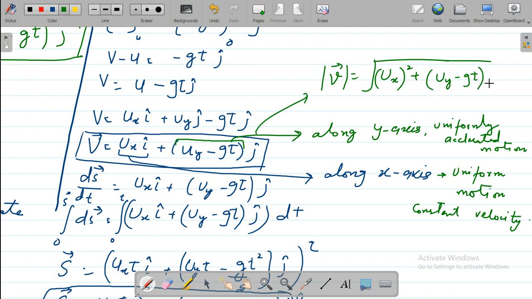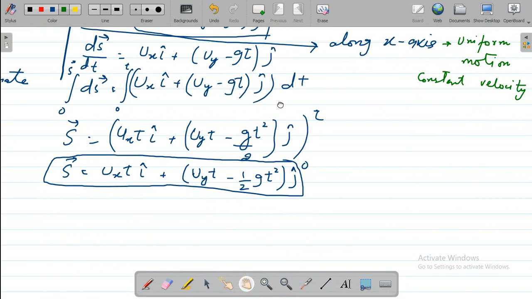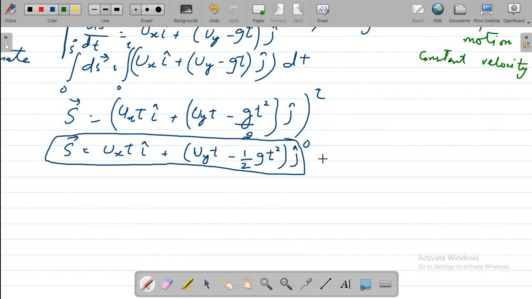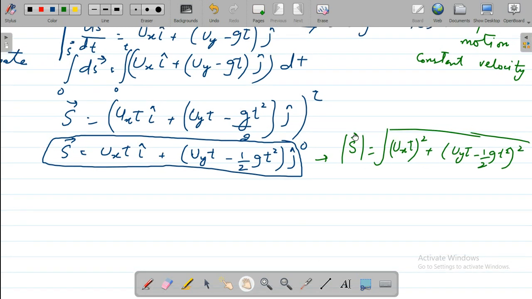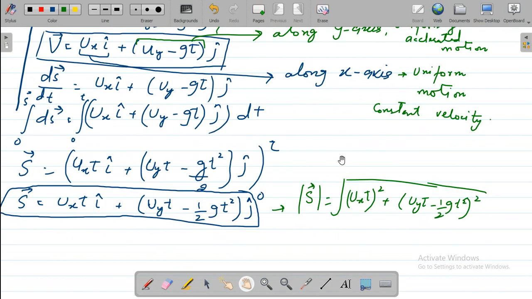Ux square minus this square. This is the magnitude of velocity. Same if we have to find the magnitude of displacement, so we can say that the magnitude of displacement after time t is equal to under root of x coordinate square plus y coordinate square, (ut)² plus (1 by 2 gt square) whole square. This is the magnitude of displacement after time t.